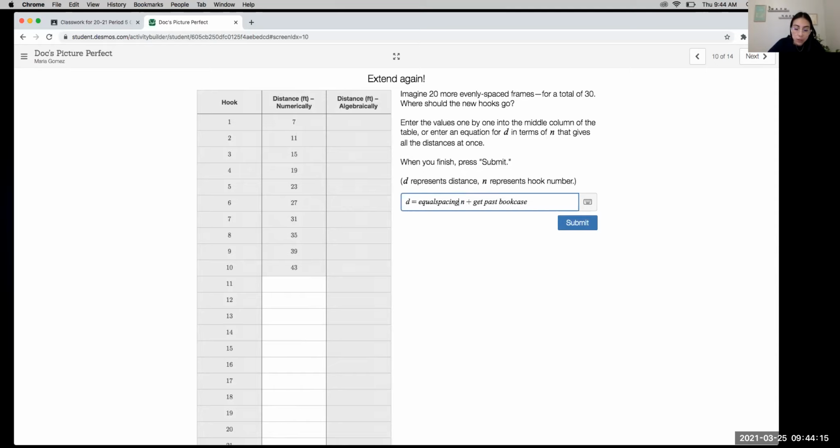So again, we're trying to get the equation. Do you have to get it? No. So if you're not getting it, that's totally fine. That's what we're trying to get you guys to, at that level, to recognize what's going on between our equal spacing, our patterns, and then where we're starting with our hooks.